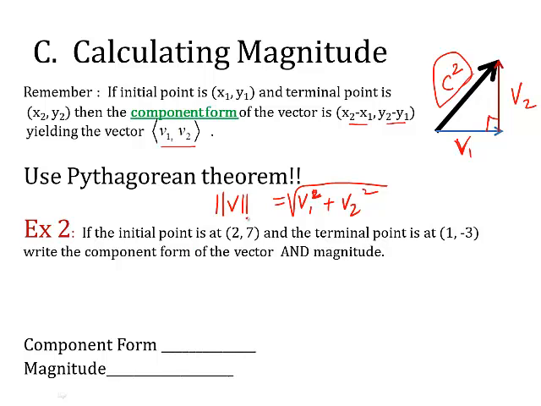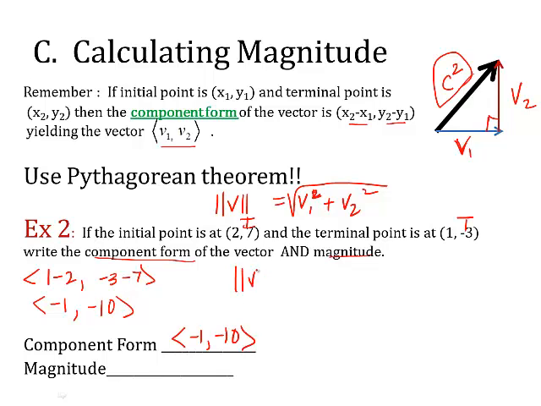All right, example 2. If the initial point is 2, 7, the terminal point is 1, -3, write the component form of the vector and its magnitude. Okay, so component form first. Remember, terminal minus initial, 1 minus 2, -3 minus 7. So that means my component form would be -1, -3 minus 7 is -10. So there's part of my answer.